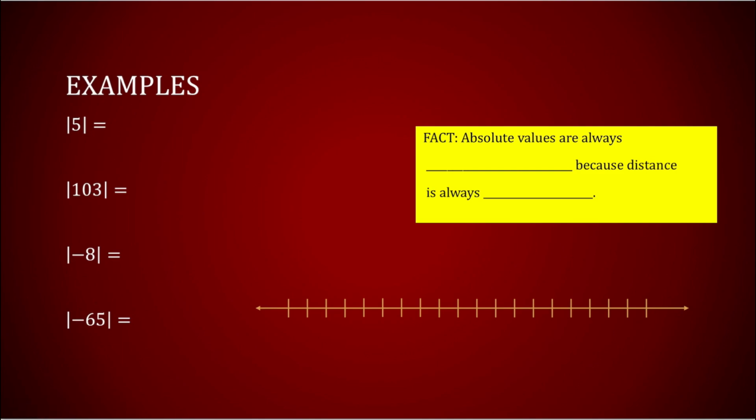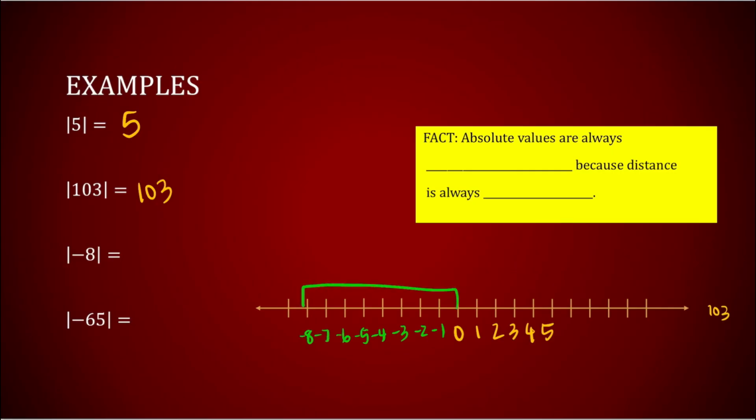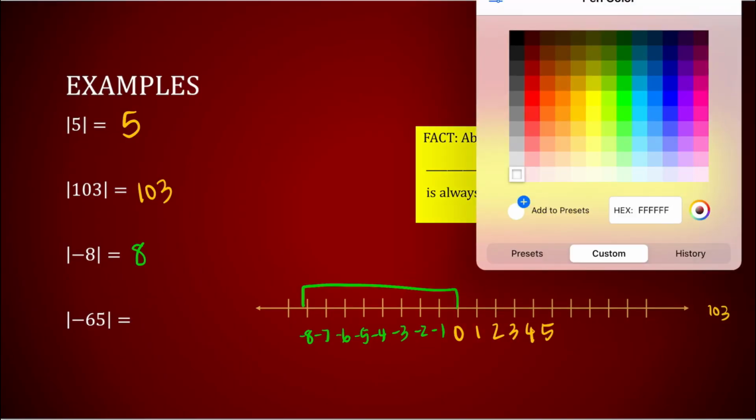So let's take a look at some examples. So the absolute value of 5, so let's write these again, would just be 5 because it's 5 spaces away from 0. The absolute value of 103, which is all the way over here, is 103 spaces away from 0. -8, I'll just write these real quick. -6, -7, -8 is 8 spaces away from 0. But distance is always positive, so this will always become positive. And that's the really cool thing about absolute values. That's why the definition of the distance from 0 matters so much, is because distance is always, always, always positive.